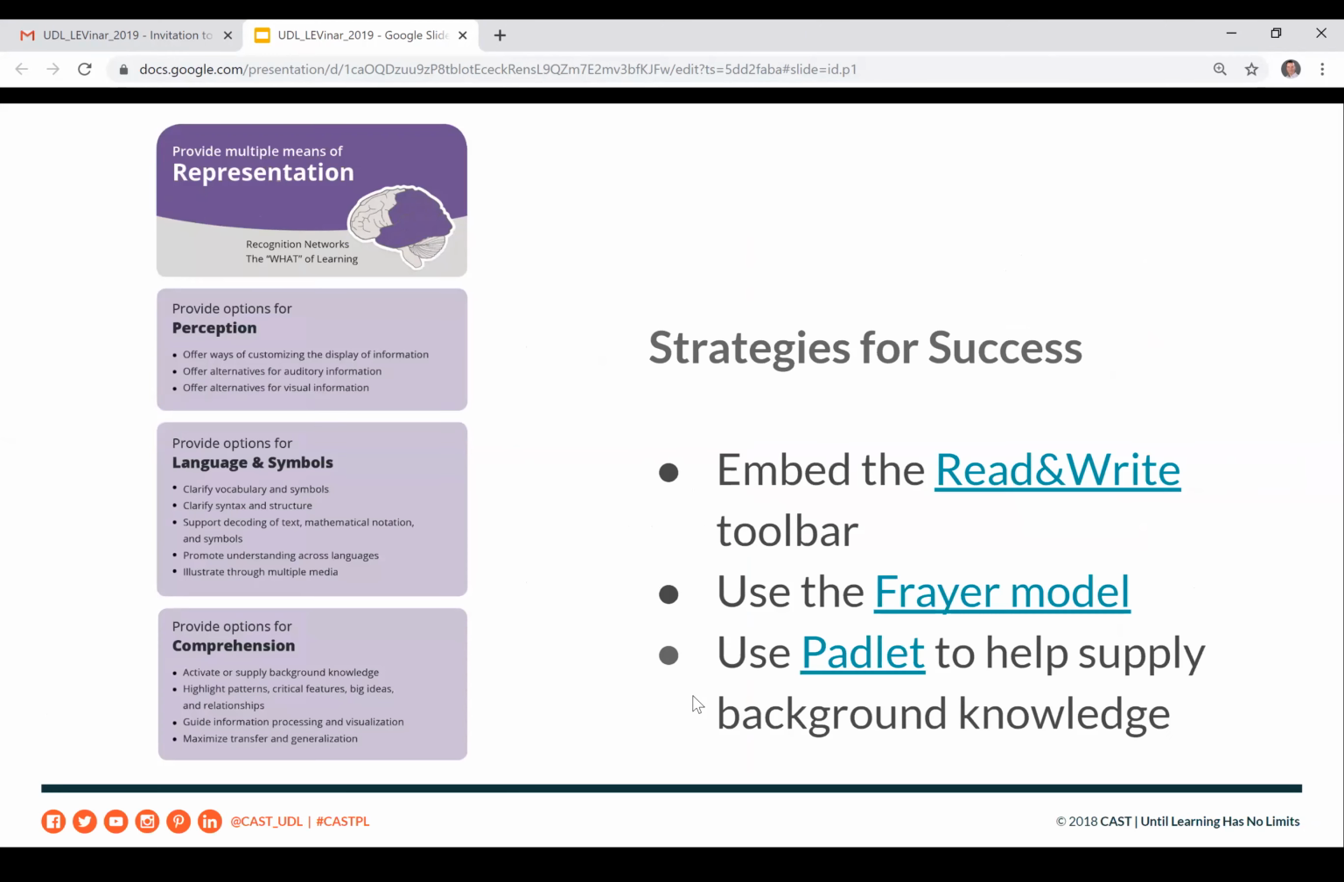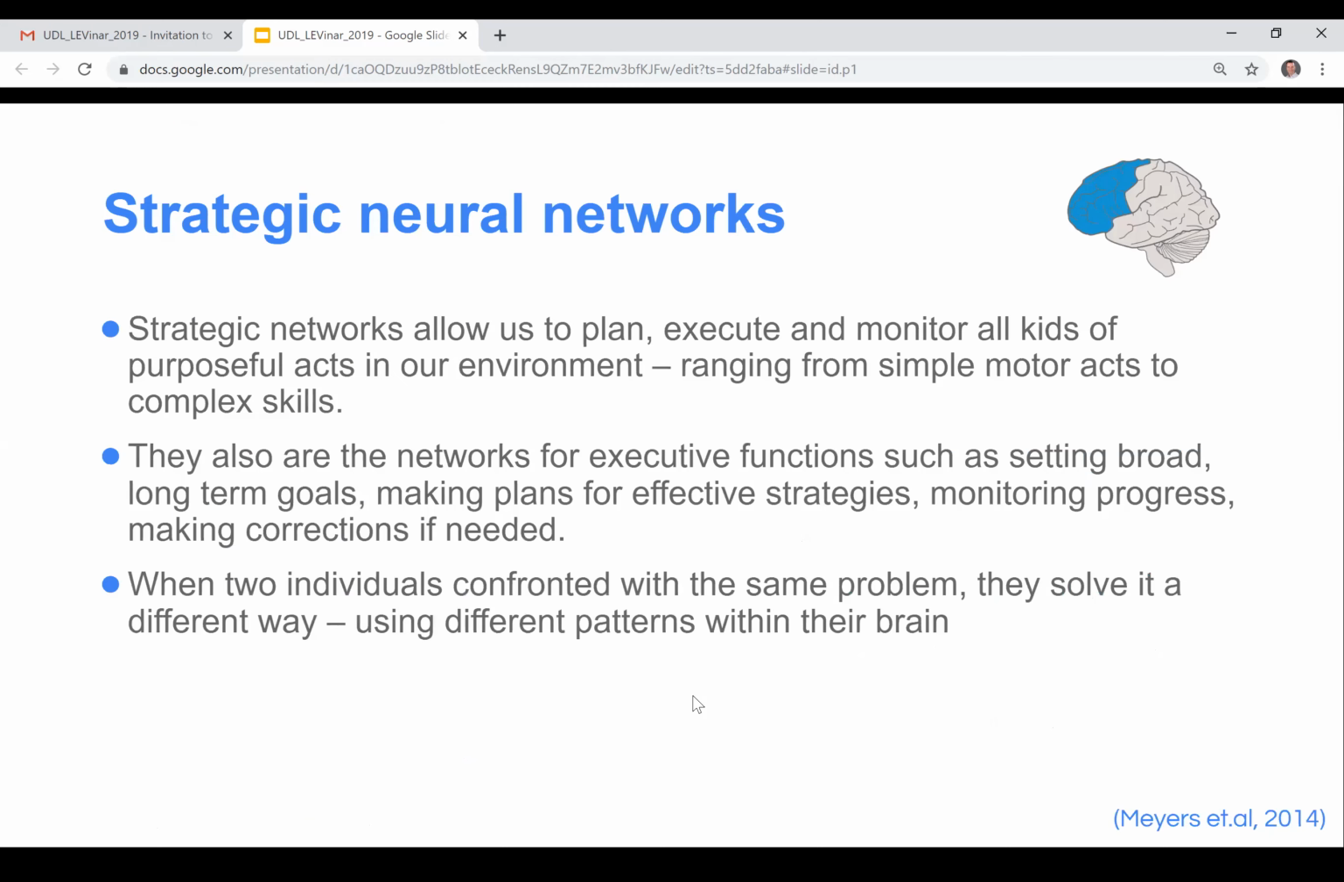And here are some strategies that could provide success. You can embed Read and Write, which is an app that you can add to your Google toolbar if you're using Google products. There's also Immersive Reader, which is a Microsoft product. You could use the Frayer model to help organize information, and using a Padlet, which you'll see an example of at the end of this presentation, to help supply background knowledge if your students need additional background knowledge. So that is the multiple means of representation, or your recognition network.